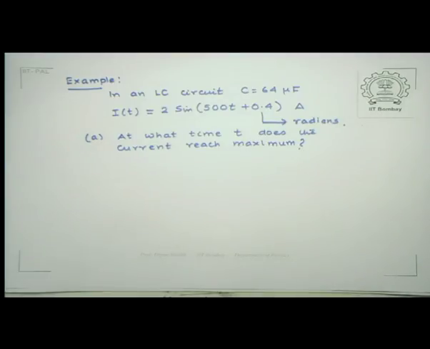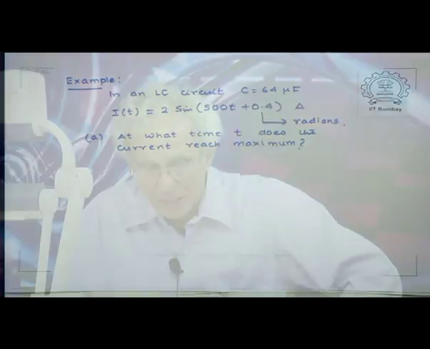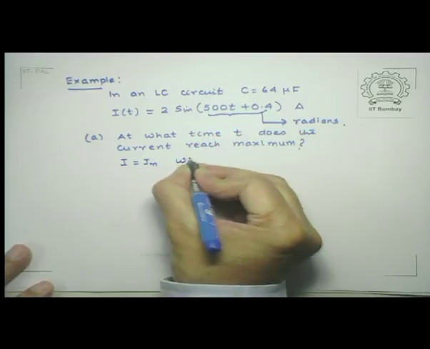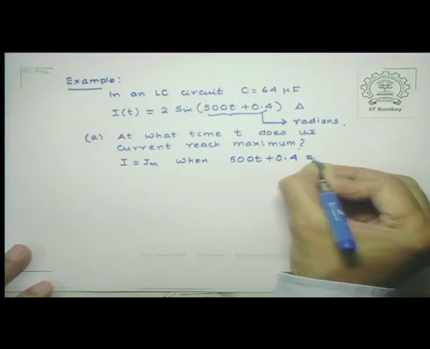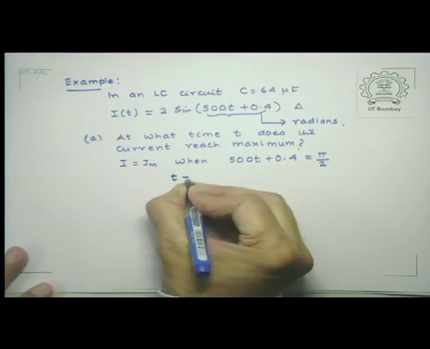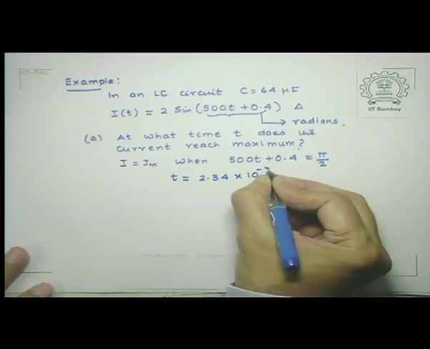It's actually trivial. The only thing that you have to realize is, since this is the type of expression that I have given for the current, it tells me the origin of time is different from what we have been assuming in our previous discussion. And so I know that I is equal to Im, that's maximum, when this argument here, 500t plus 0.4, is equal to pi by 2. So that sine function reaches its maximum. You compute t from this, and that works out to 2.34 into 10 to the power minus 3 seconds.